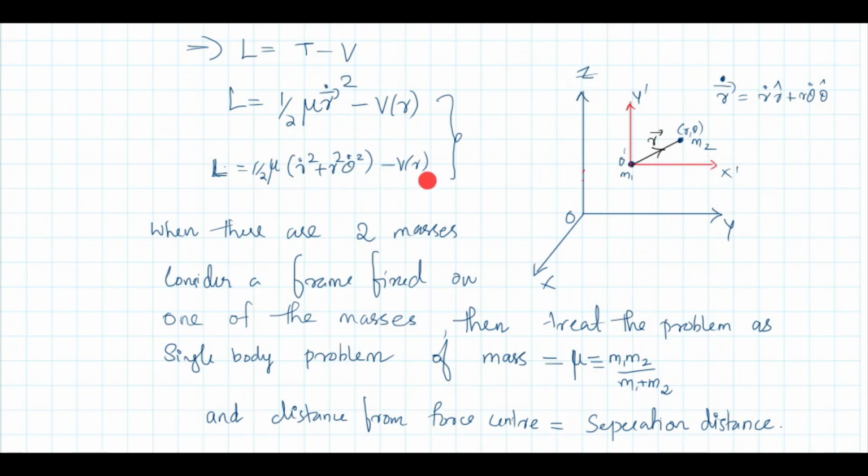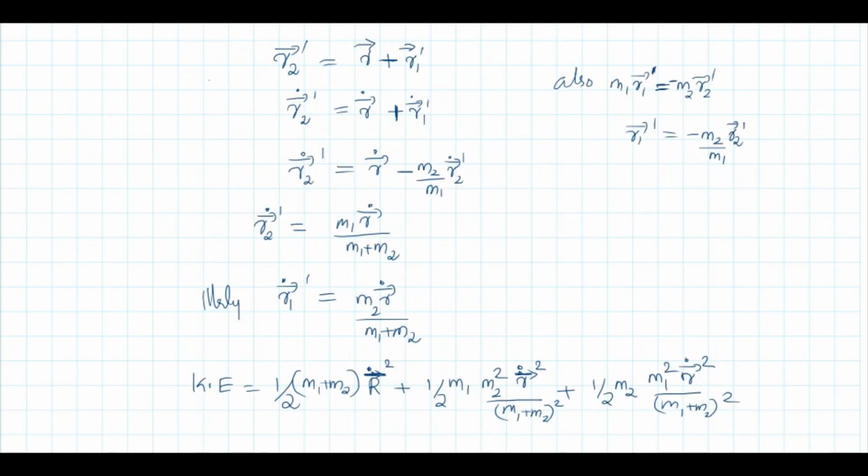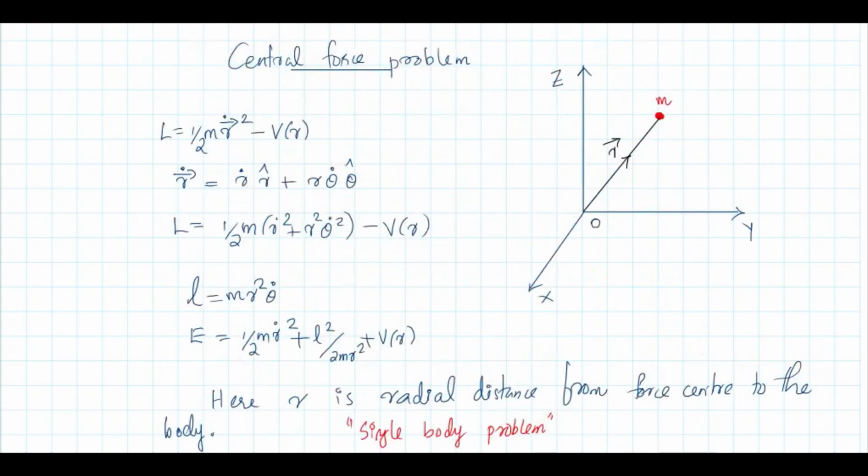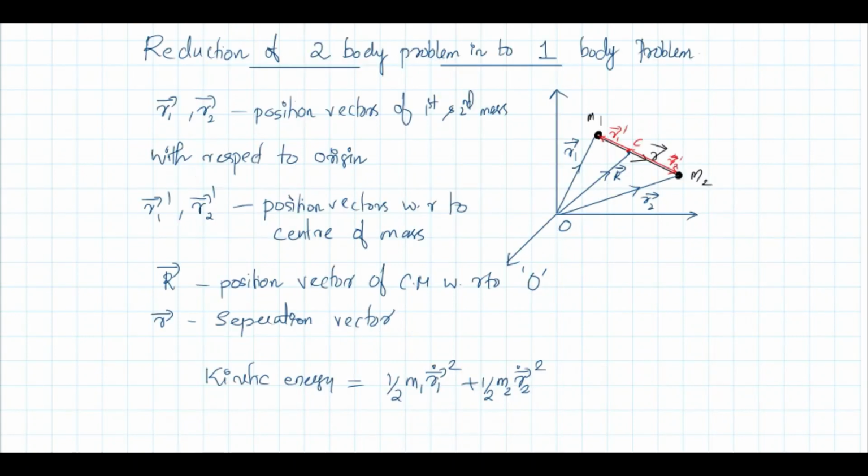minus V of r. So this form of Lagrangian is exactly similar to the one we obtained for a single body problem with its origin at the center of force. Here we have exactly the same Lagrangian: half m vector r dot square minus V of r, which is equal to half m r dot square plus r square theta dot square minus V of r.